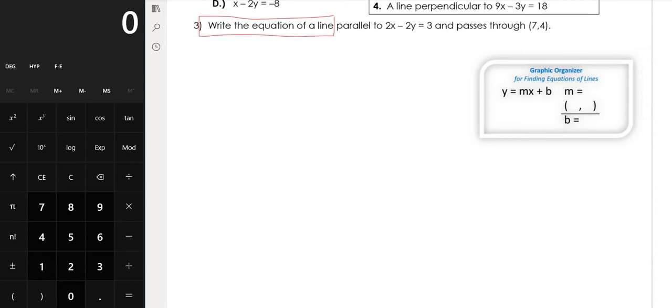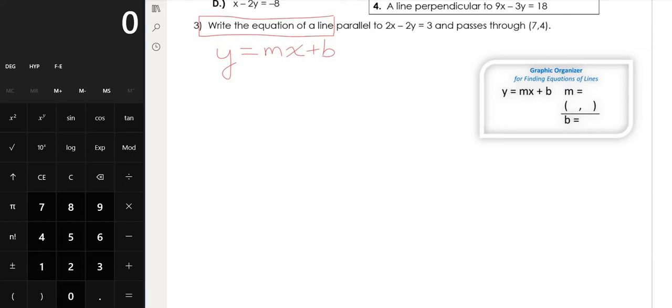Because every time I see "write the equation of a line," I go through the same process that I'm going to walk you through. What they're looking for as an answer is something that looks like this: y equals mx plus b. They didn't specify how you present the equation, but I like to always do it in slope-intercept form, in y equals form.